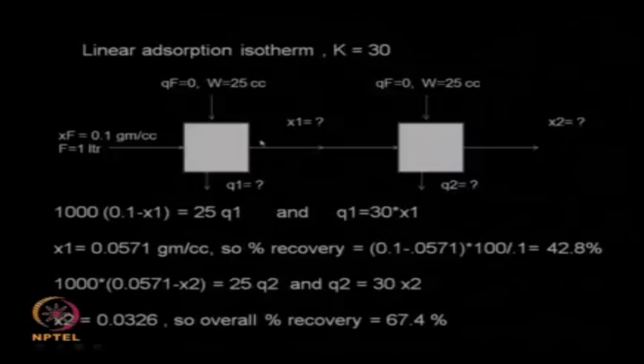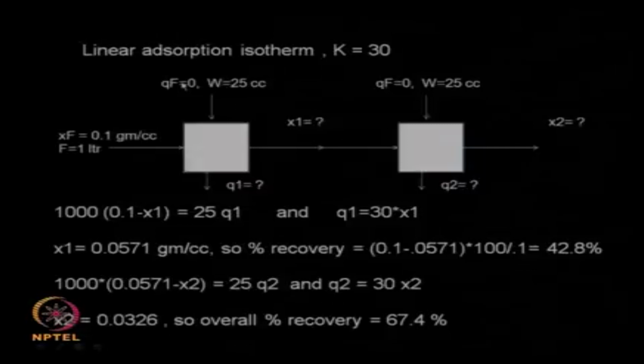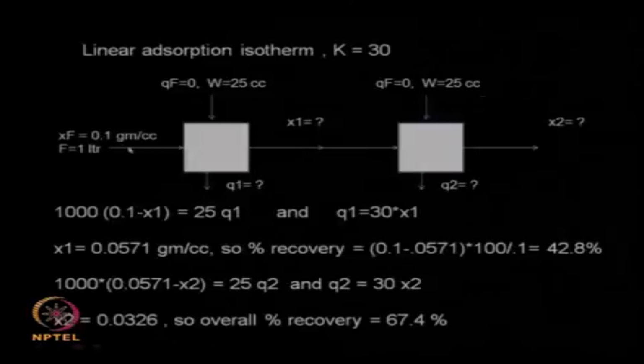You can have multiple stages, you can have 3, 4, 5 and so on actually, and here in each stage you are adding fresh adsorbent, that means Qf equal to 0, that means the concentration of the solute adsorbed that is introduced is 0, that means it is a fresh adsorbent.